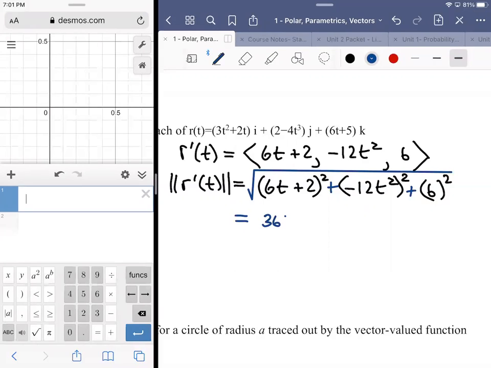So 36t squared, we're going to have a couple of 12t's, so 24t plus 4 plus. Can we just cancel those squares since it was like a radical? Well, the plus signs messed that up. Oh, okay. Yeah, if those plus signs weren't there, you could, but unfortunately.